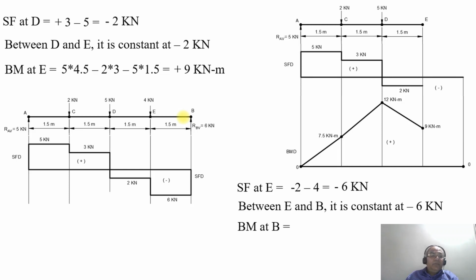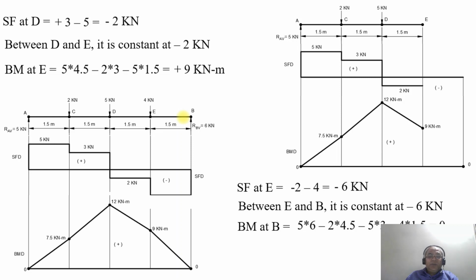What will be the bending moment at the point B? The bending moment at the point B will be equal to 5 into 6 minus 2 into 4.5 minus 2 into 4.5 minus 5 into 3 and minus 4 into 1.5. So it will be equal to 0. So from 9 kilonewton meter, it drops down to 0 at this point, which gives the bending moment diagram.